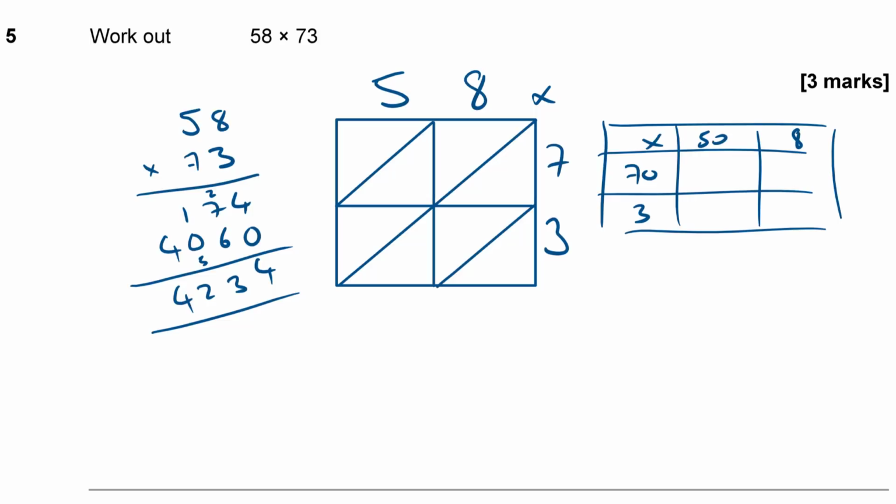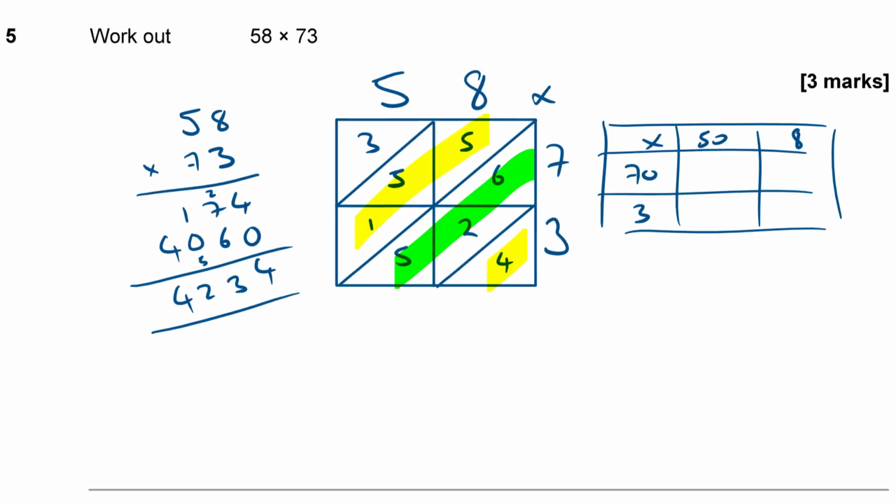So 5 7s are 35. So I'm going to write that in there and there. 8 7s are 56. I'm going to write it here and here. 5 3s are 15. And 8 3s are 24. Okay, so once we've got the grid filled out, we add up along the diagonals.